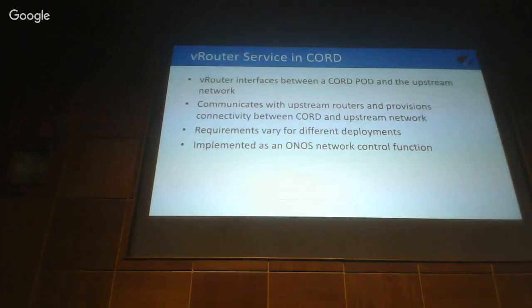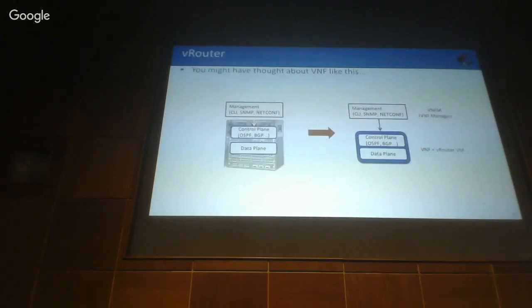So let's talk about the vRouter service. The vRouter is really the interface between a CORD pod and the upstream network. As such, we've implemented support for BGP and OSPF. Your particular deployment may vary, so that's a place where you have to put in your own changes. But basically, we have support for BGP and OSPF.